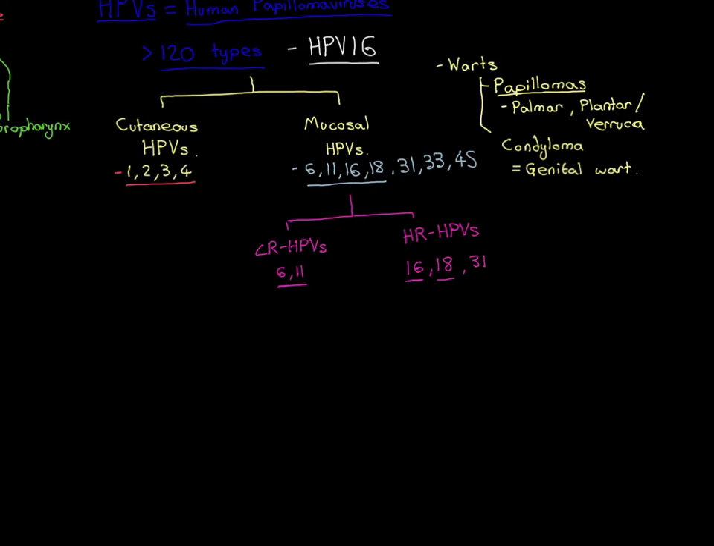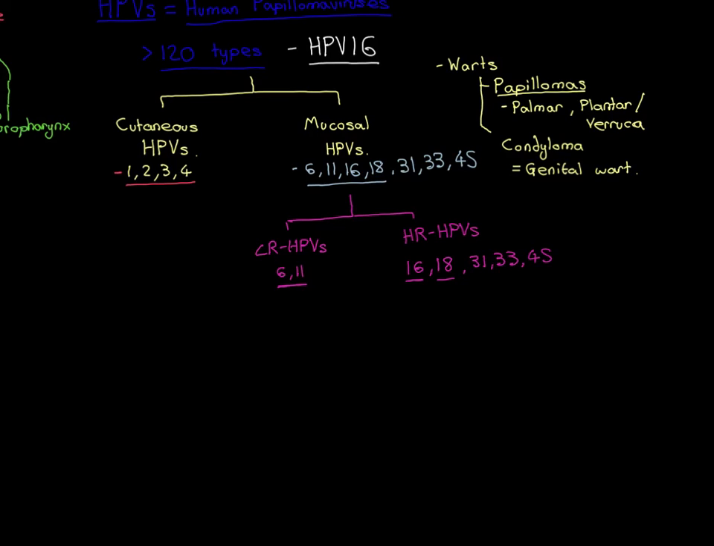To add a few on to your knowledge, 31, 33 and 45 are also mucosal high-risk human papillomaviruses. They're not as prevalent as 16 and 18, so not as bad as these two, but they are other notable examples. Okay, so let's summarise what I've told you so far.